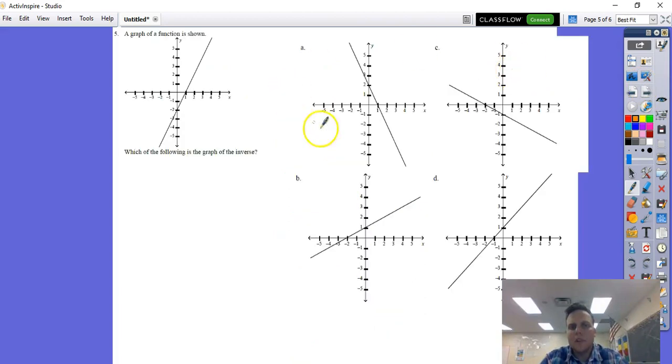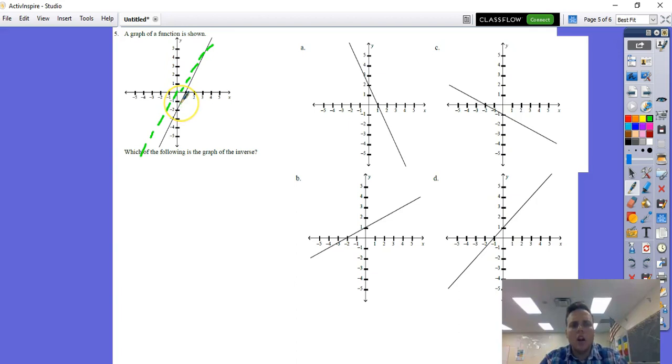Okay, so this is a good problem, but I had to put it on my screen a little weirdly, so I do apologize for that. What we have here: a graph of a function is shown. So here's our graph. Which of the following is the inverse of this graph? Remember that all you're really doing when you are doing inverses is reflecting across the line y equals x, which just looks something like this. I do apologize that my handwriting is just that bad. So basically, you're just taking this line and flipping it over this line right here. Let me get rid of that.